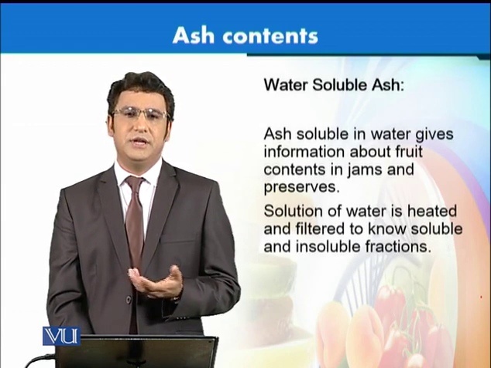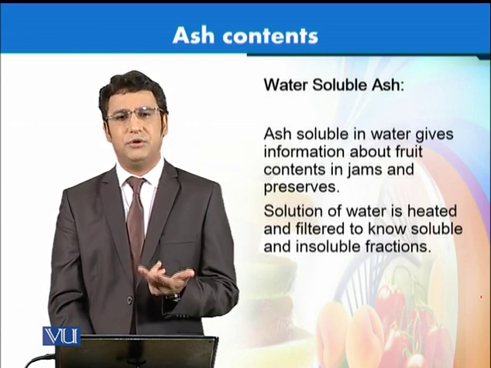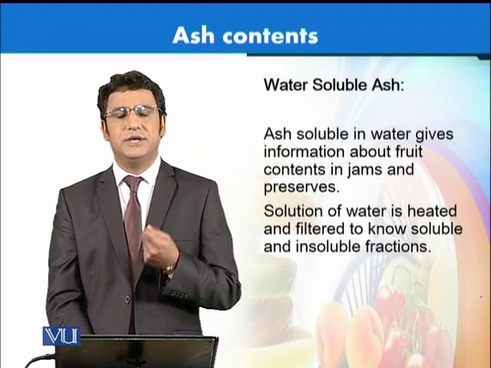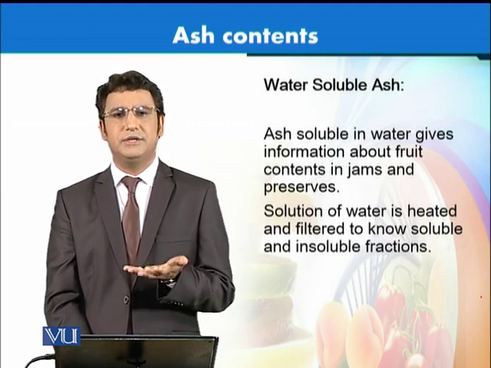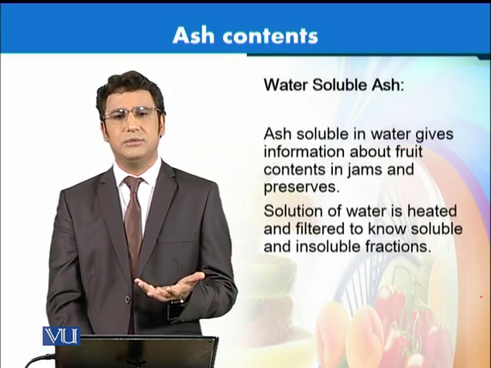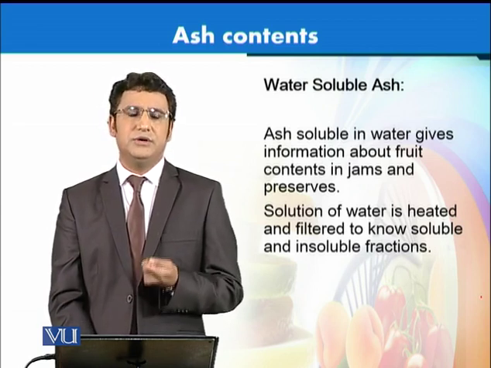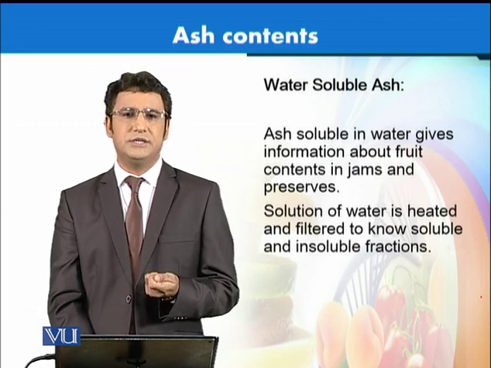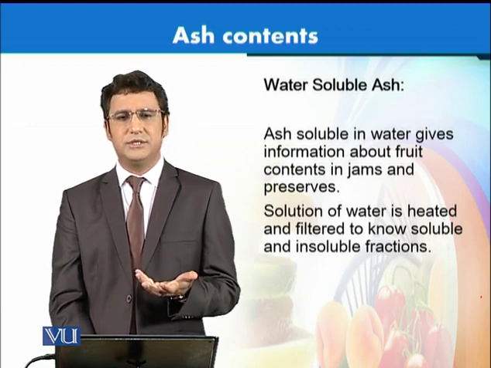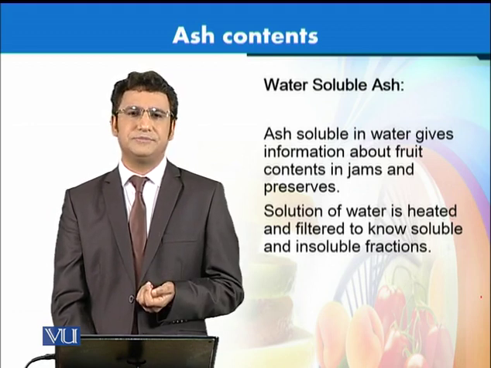Once we have done this step, we can have two more types of analysis performed if needed. That is water soluble ash. We measure the ash that is soluble in water. So we filter everything, and whatever is solubilized in water is calculated as water soluble ash. This water soluble ash gives us information about fruit and vegetable content in some products like jams, jellies, or other preserves, because most of the minerals from these fruits and vegetables are soluble in water.